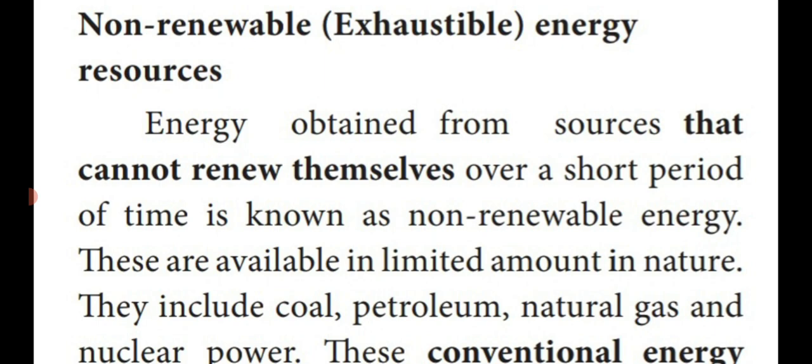First one, non-renewable energy resources. That means once we have used those natural resources, we are unable to produce them immediately. It will take millions of years to produce those kinds of non-renewable sources. That is said to be exhaustible energy resources. See the definition. Energy obtained from natural sources that cannot be renewed themselves over a short period of time is known as non-renewable energy. That's why I told you it will take millions of years to produce those kinds of non-renewable resources.